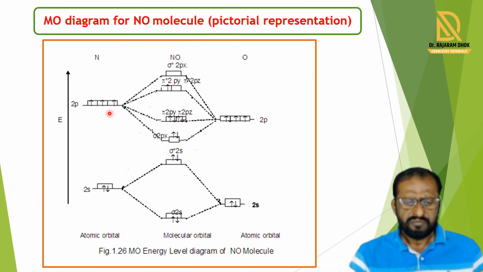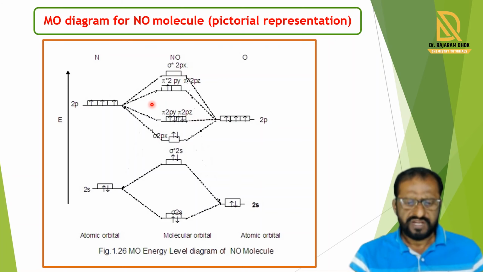Then the 2py atomic orbital of nitrogen and the 2py atomic orbital of oxygen, when the wave functions are the same, form the pi 2py molecular orbital. Then the third atomic orbital, the 2pz orbital of nitrogen and the 2pz orbital of oxygen, when the wave functions are the same, form the pi 2pz molecular orbital.